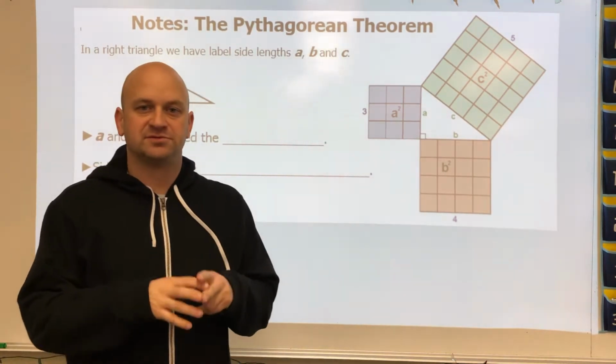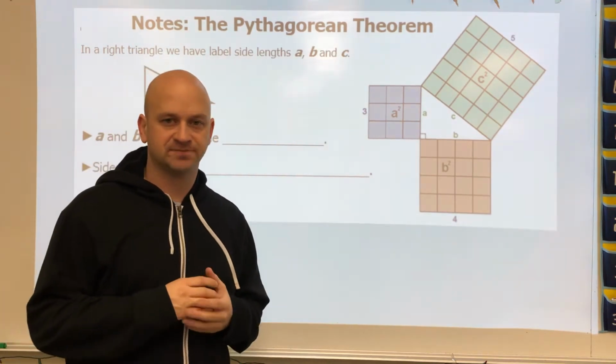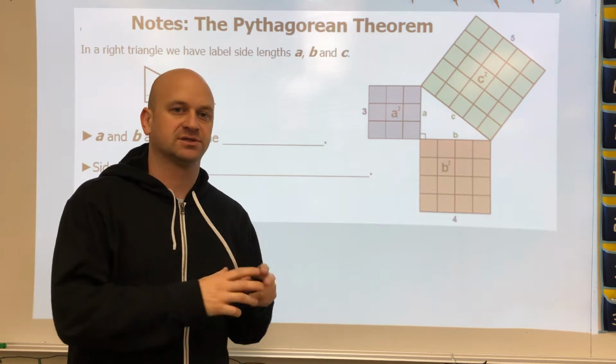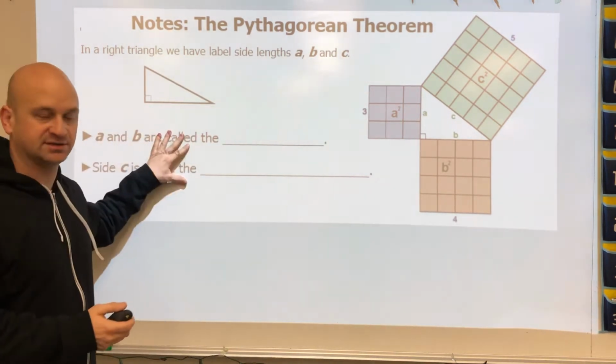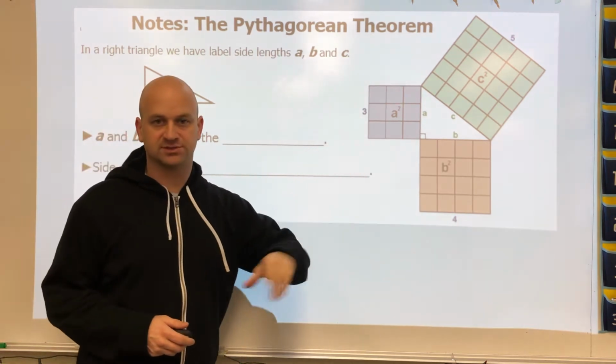This lesson is more of a review from something you've had in the past, and this is going over the Pythagorean theorem. There's going to be two parts to this based on the two side lengths. The theorem itself is a squared plus b squared equals c squared.